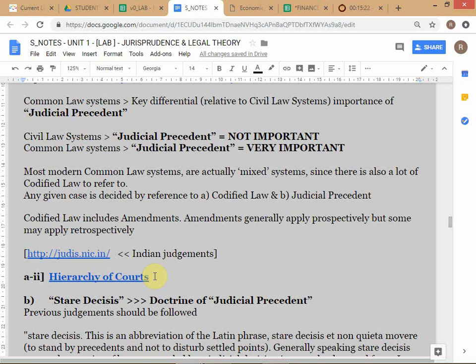So that's why judicial precedent became very important, because you did not have any law that was written down. The only way you could decide the case, and you wanted to be consistent, was to basically follow the way the judges had decided in earlier similar cases. So that's all there was.